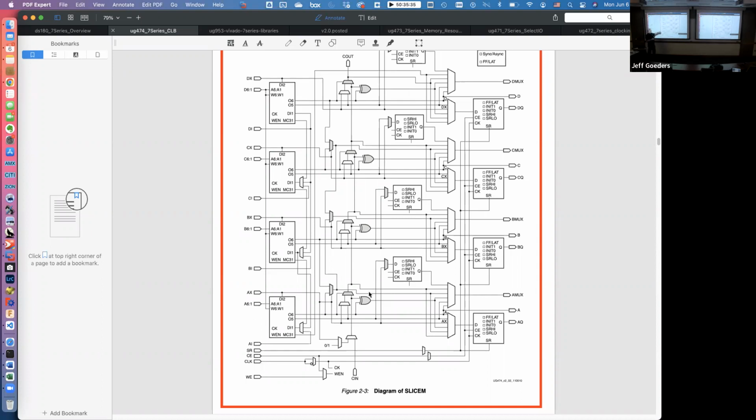The other thing that can happen though is this MC31, this can be configured as a shift register, a variable length shift register, okay?